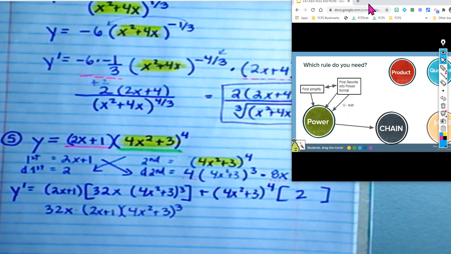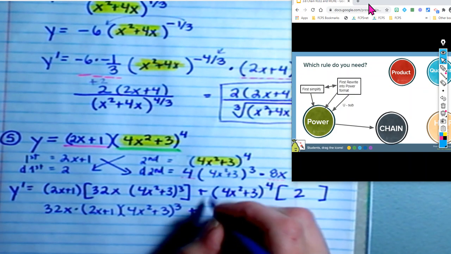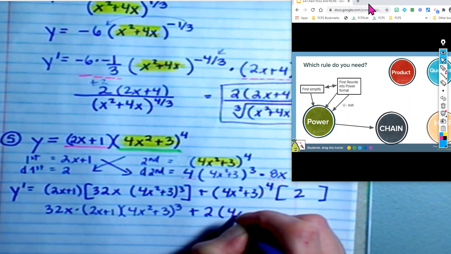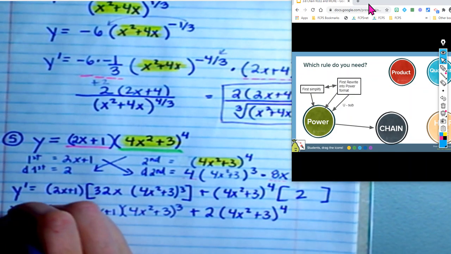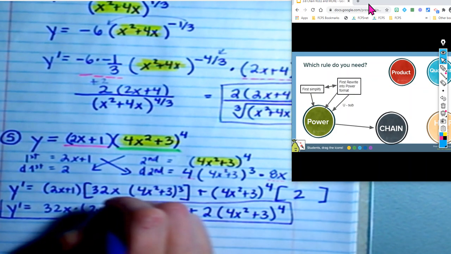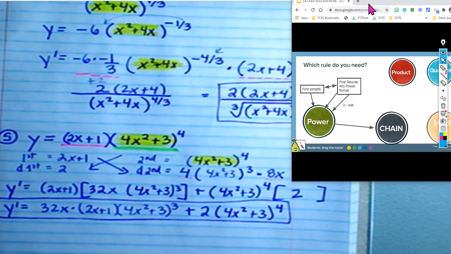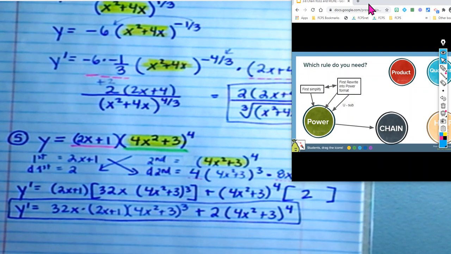I'm not multiplying this out. I'm going to leave it just like this. That's a times. Okay, plus, I'm going to put the coefficient in front. And there is a little bit more work you could do, but I'm going to leave it just like this. Wowzers. Okay, let's do another problem.